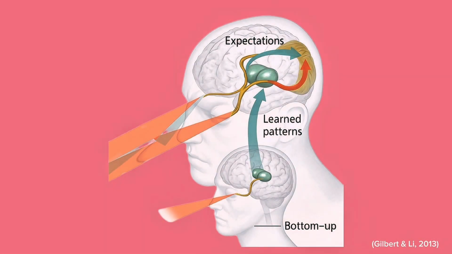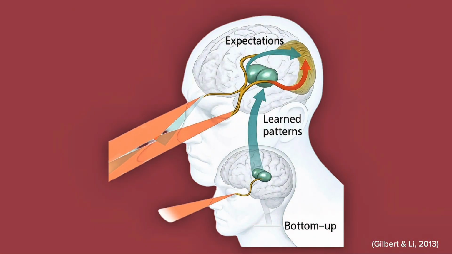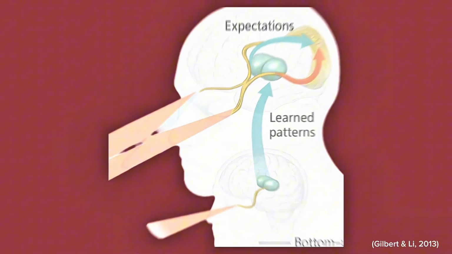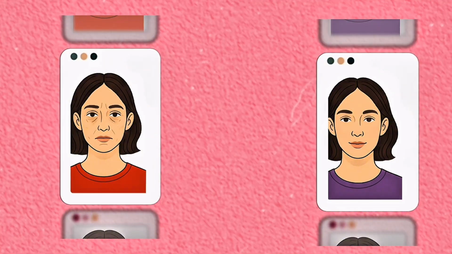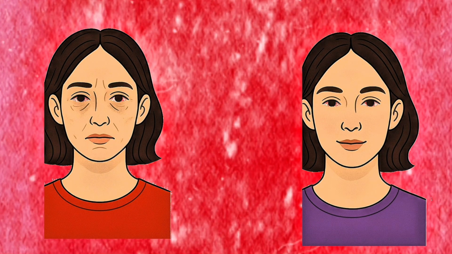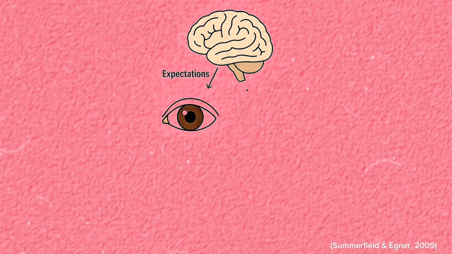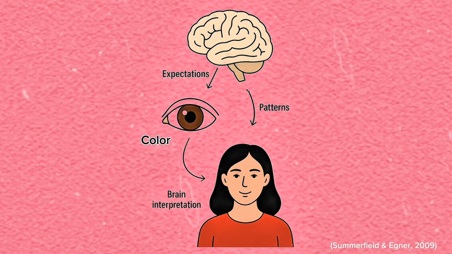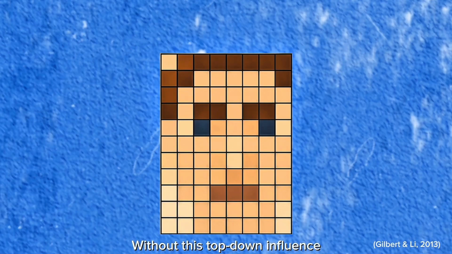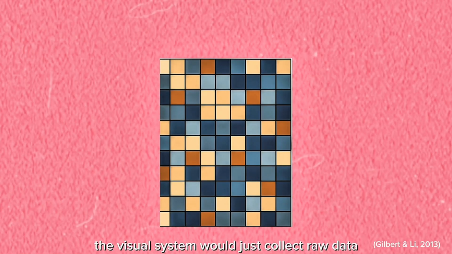While rods and cones send the basic information of brightness, contrast, and color, the brain also applies top-down processing. This means it uses patterns and knowledge it has already built to interpret what we see. For example, when looking at a face, the brain expects certain proportions, edges, and balance. Those expectations guide how we perceive whether a color makes the feature stand out or look less defined. Without this top-down influence, the visual system would just collect raw data.